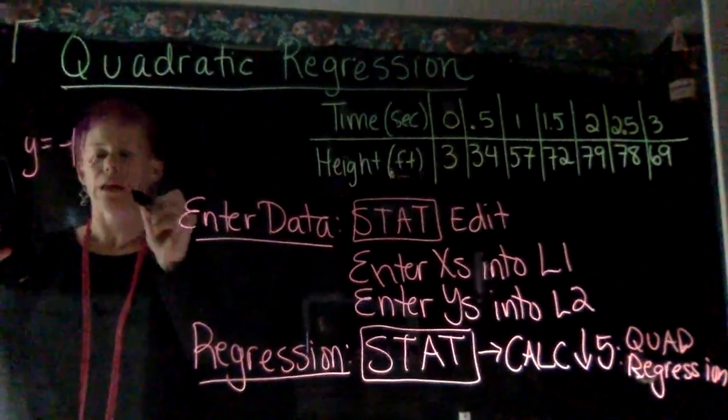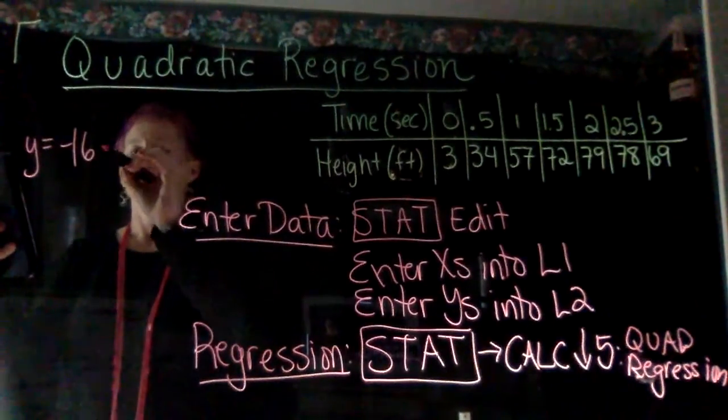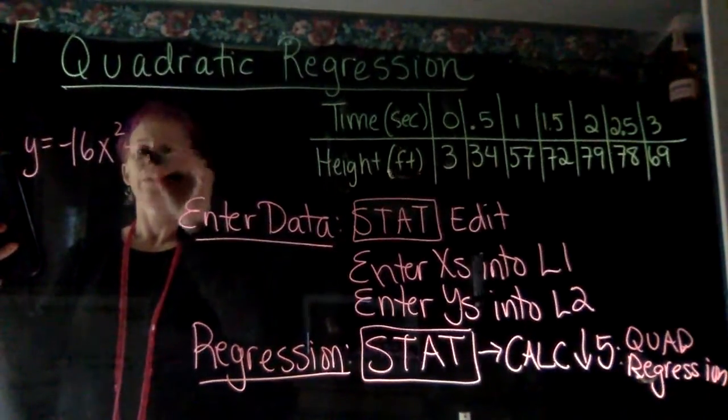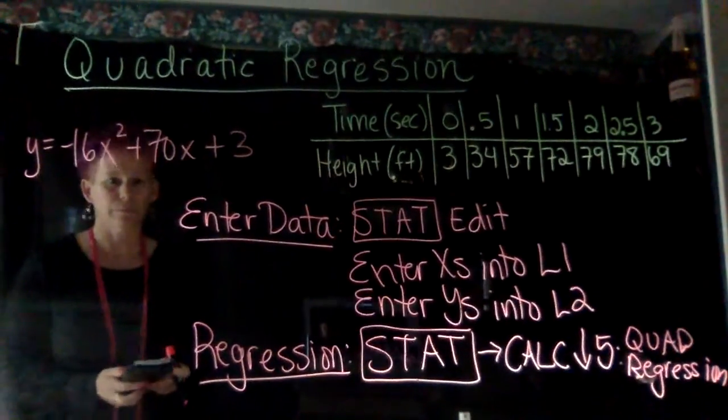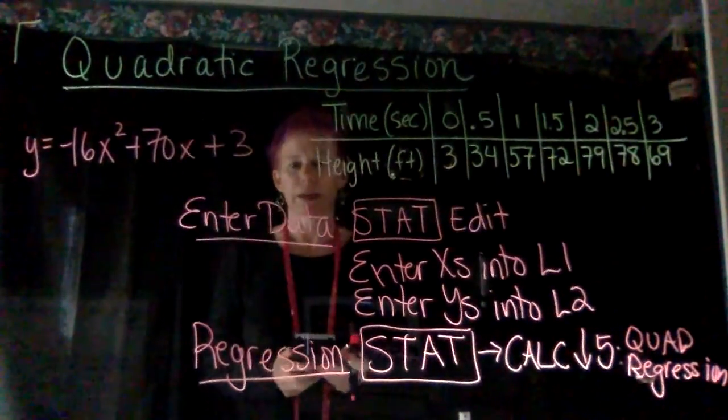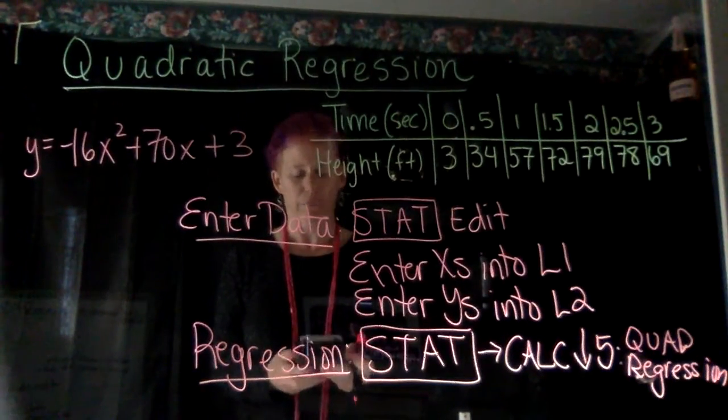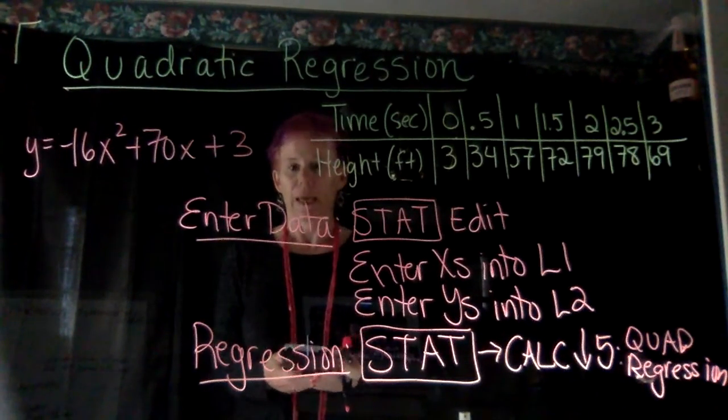You should have gotten a to be negative 16, b to be 70, and c to be 3. So there's your model. That represents the football traveling through time. And now we can use that model and make predictions.